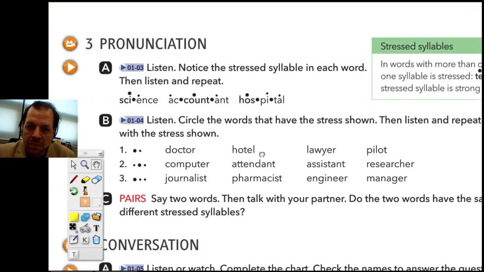So we're going to be watching for stressed syllables. Stress means strong. Okay? When we stress something, it really jumps out. Okay, so we're going to watch a quick video first that explains this process.